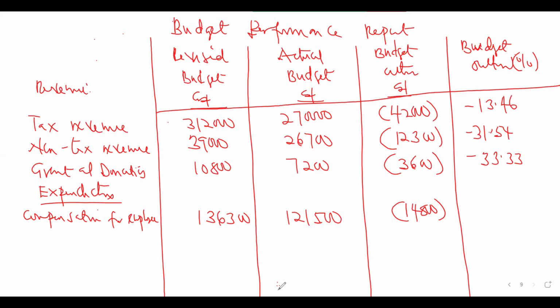No problem with that. So what are we having? 10.86. So it means that this has reduced. Negative 10.86. Okay.